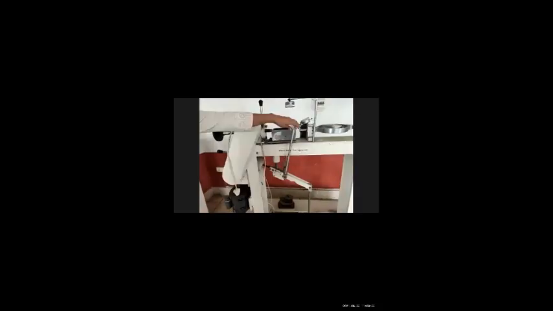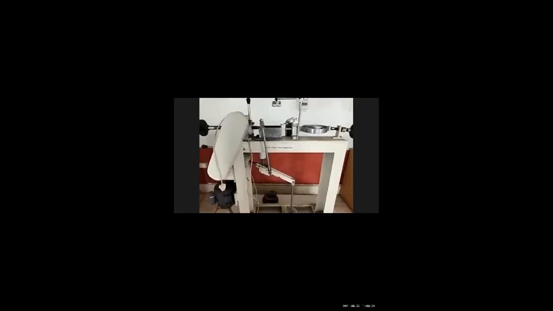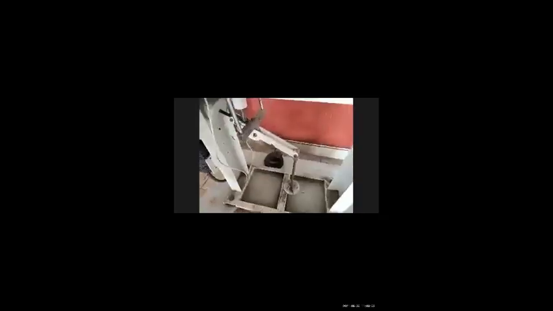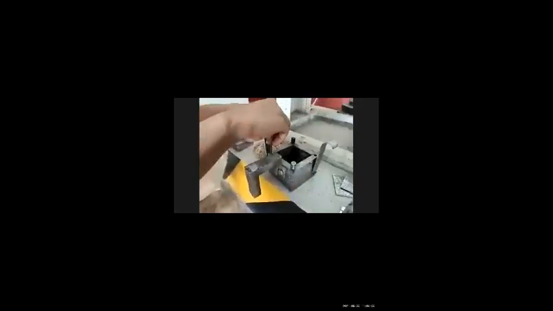Test apparatus. This is a clear box. This is a square box, which is divided into two half portions.